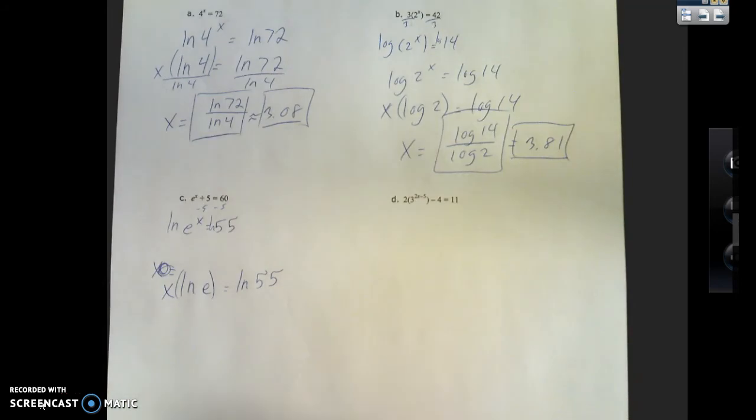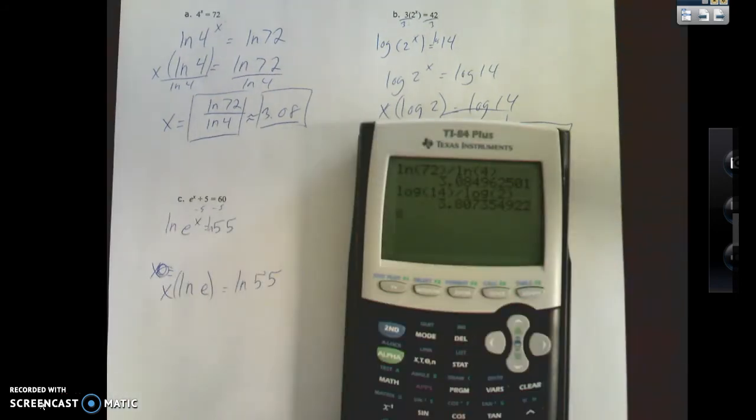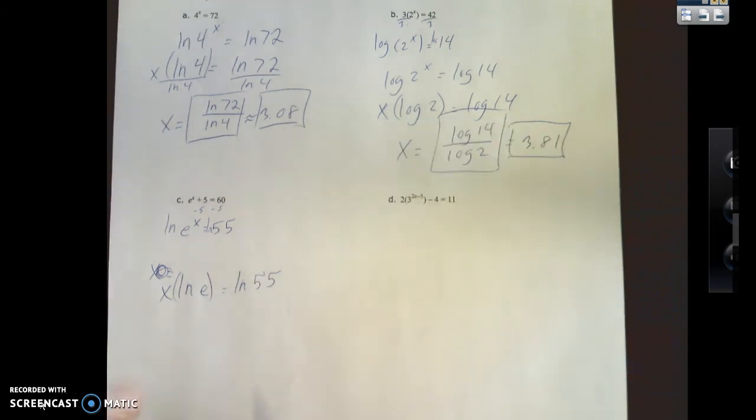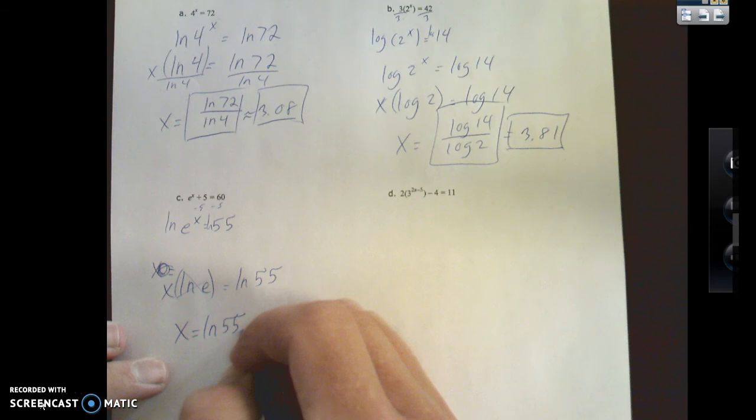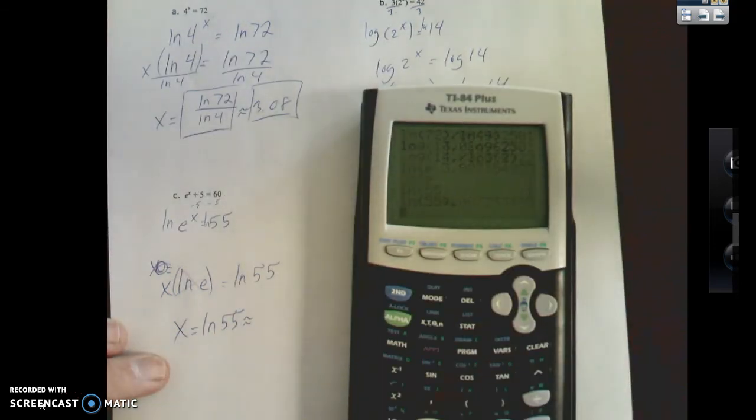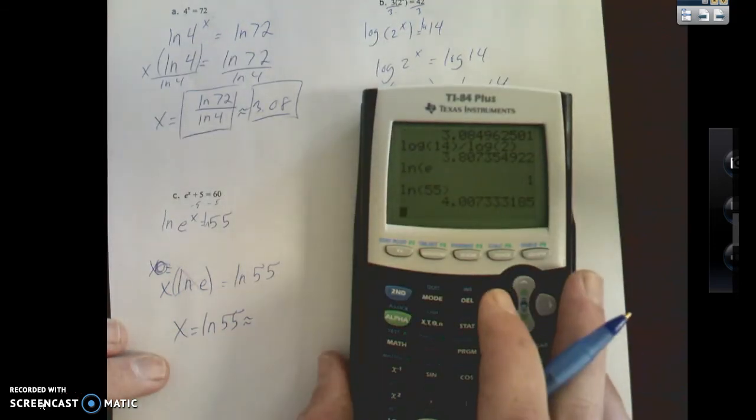Now, why did I want to take the natural log of e so bad? Because natural log of e is wonderful in the fact that natural log of e is 1. So this kind of just cancels out. x equals natural log of 55, which, if you want the decimal approximation of it, is 4.01.